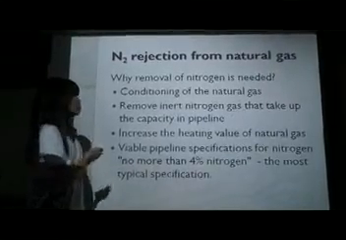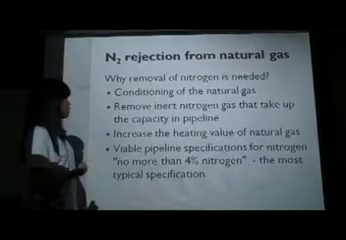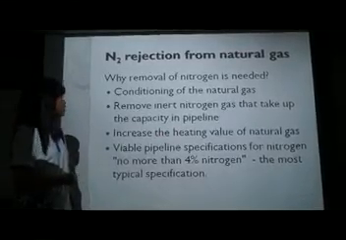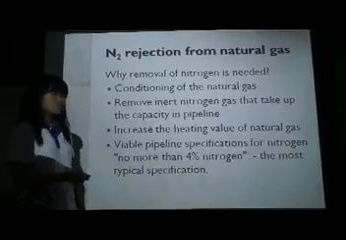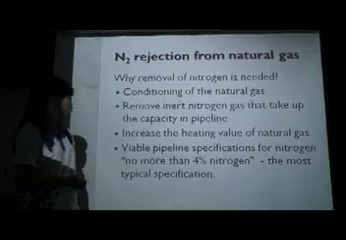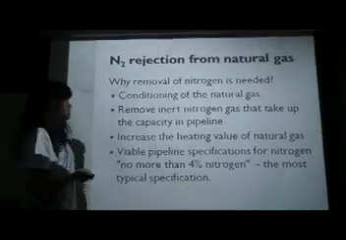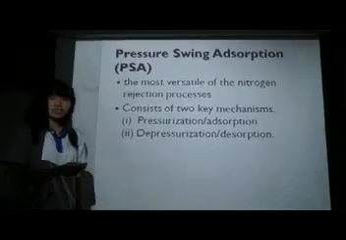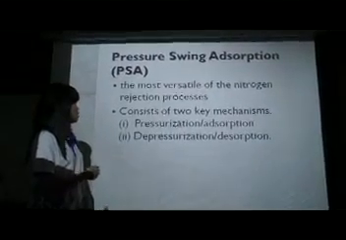So why do we need to remove nitrogen? First, we need to condition the natural gas. We need to remove inert nitrogen gas that takes up capacity in the pipeline. This can increase the heating value of natural gas, and in the industry, there are pipeline specifications for nitrogen. No more than 4% nitrogen is the most typical specification in the natural gas industry. So pressure swing adsorption, known as PSA, is usually used in nitrogen removal. This is the most versatile of the nitrogen rejection processes.